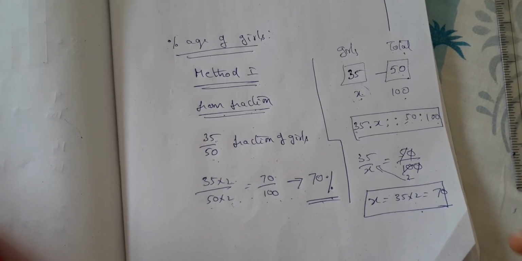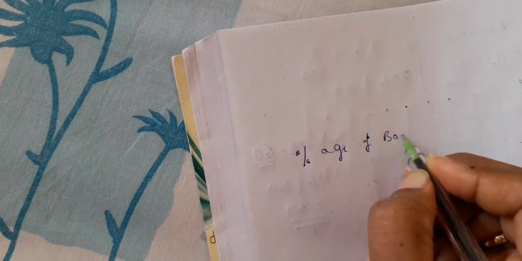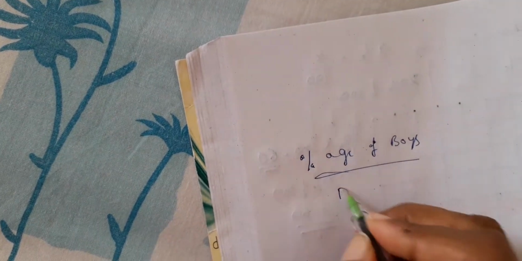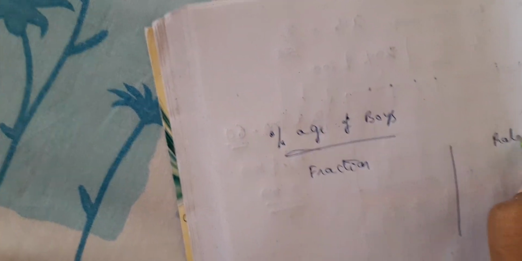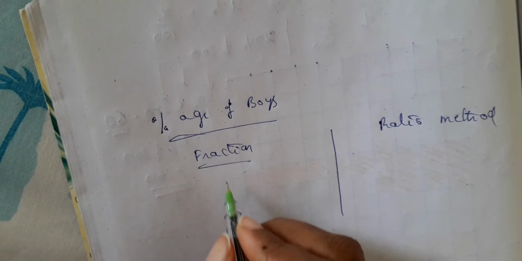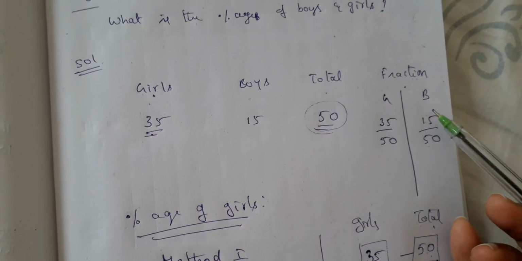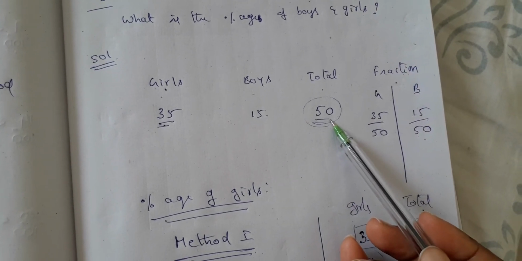Right. Now let us do it for boys. So for boys, the percentage of boys. We'll do both the fraction method and the ratio method. Under fraction, what do we have? What is the fraction of boys here? 15 by 50, because there are only 15 boys in a total classroom of 50 children.